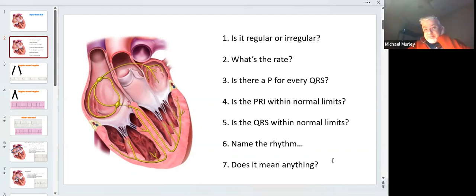Now, there are some exceptions, with unstable rhythms like VTach, where we're going to definitely treat that rhythm because we want to keep them out of VFib. But it doesn't mean anything if someone's got a beautiful sinus rhythm but there is no pulse, then that's PEA. So, okay, let's go through these.